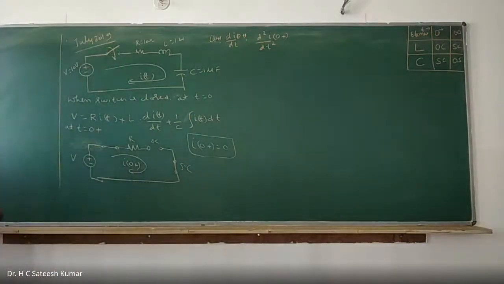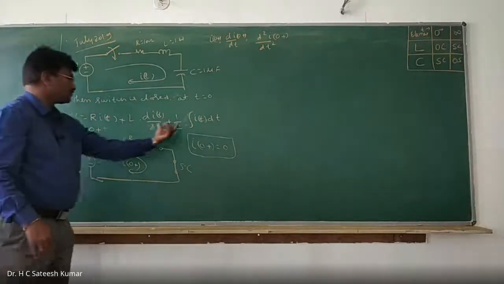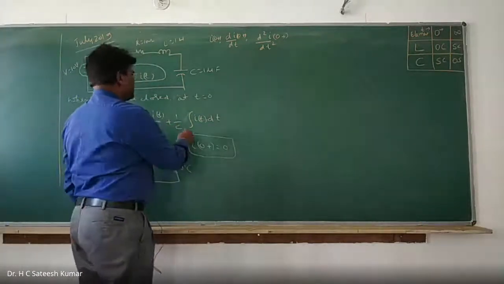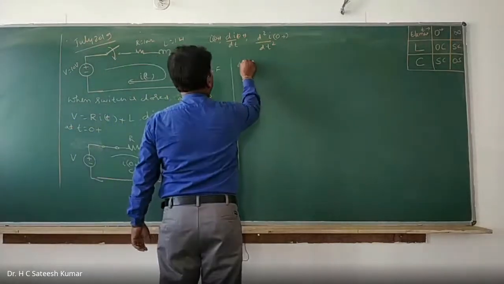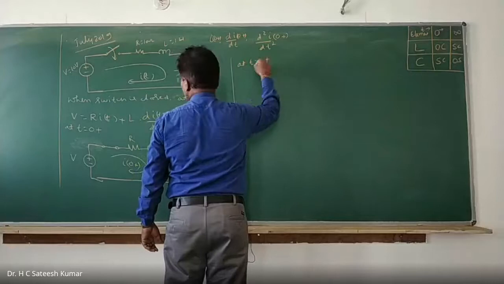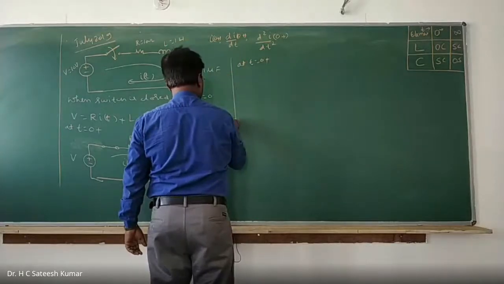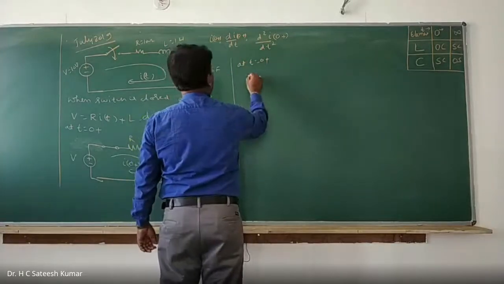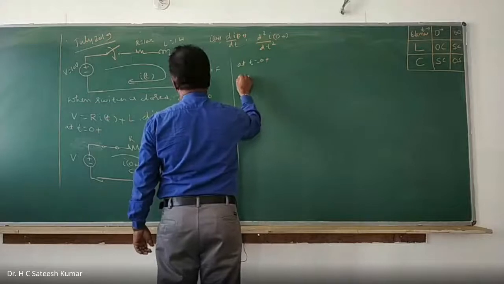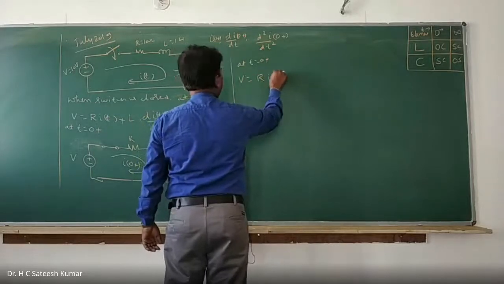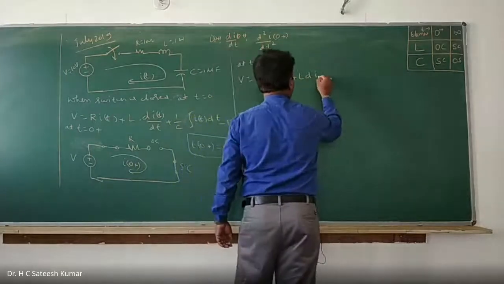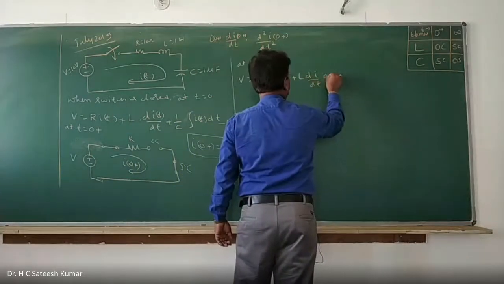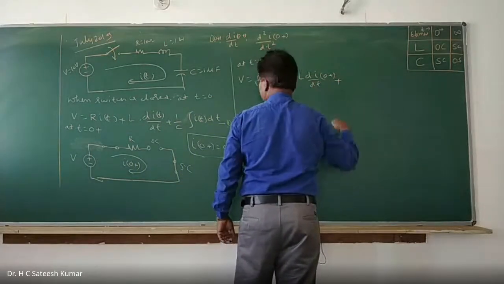So now what can we write? At t is equal to 0 plus. Now, what about this one? This is nothing but at t is equal to 0 plus. Substitute in equation 1. What will you get? At t is equal to 0 plus, V is equal to R into I 0 plus, plus L into di by dt at 0 plus, plus what is this one?